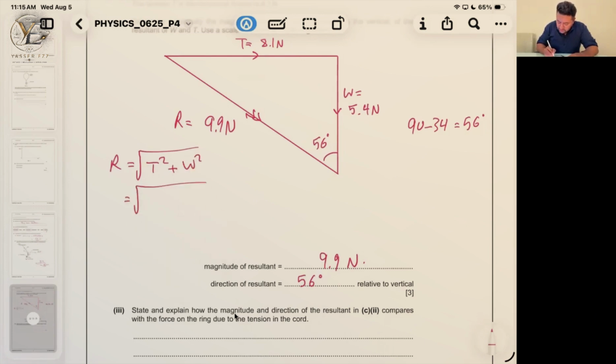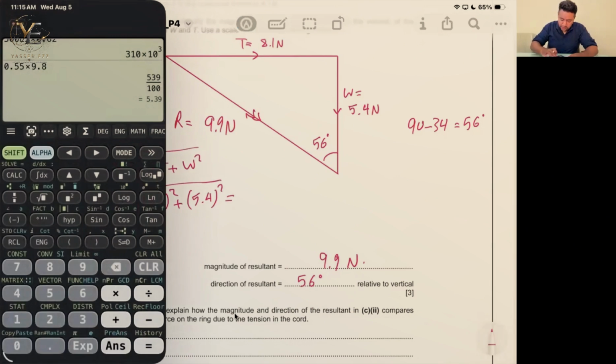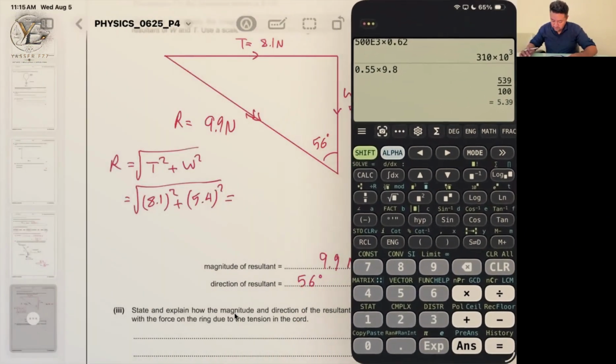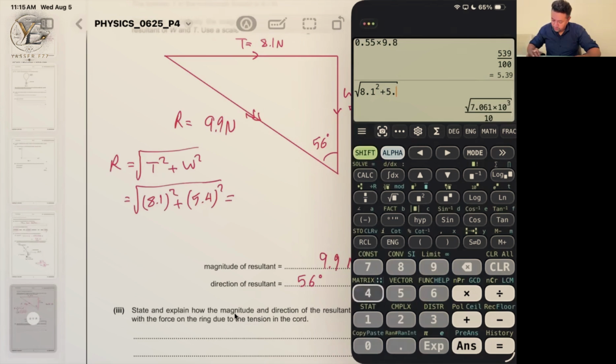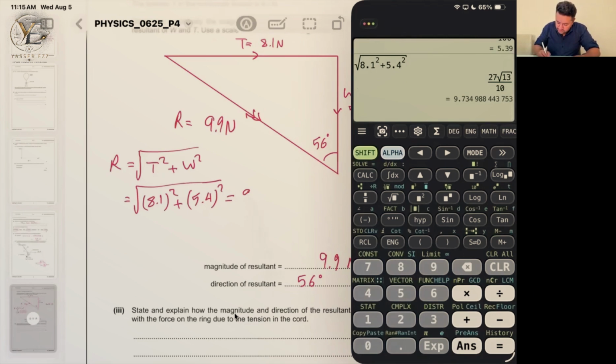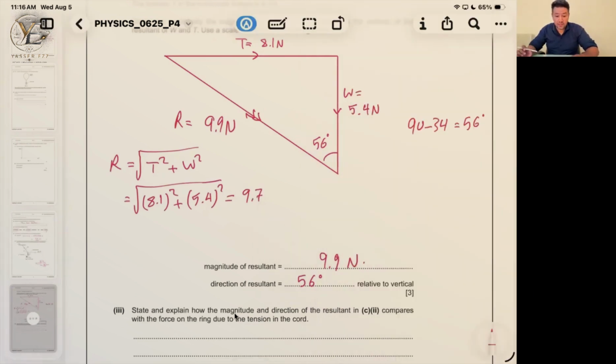So what is T? T is 8.1. So 8.1 squared plus W, which is 5.4 squared. What is the result? The calculator will give us the result. I hope it will be the same as mine. So the square root of 8.1 squared plus 5.4 squared equals 9.7. So it's close, 9.7. Actually, the answer will be within a certain range. The examiner will give you the answer within a certain range.